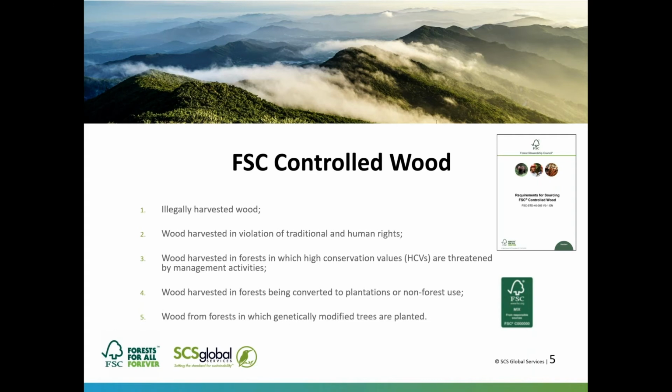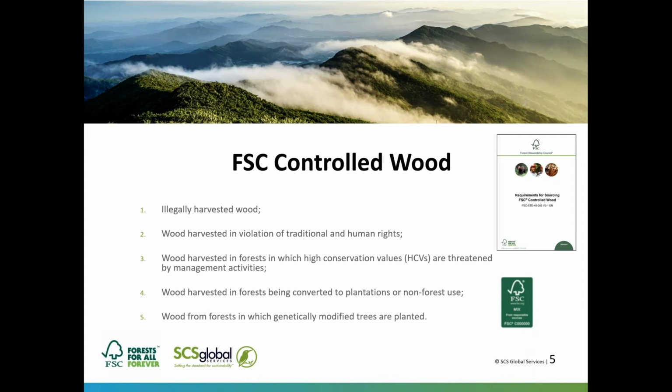If we move on to the controlled wood standard, that's the standard used by FSC chain of custody certified organizations to source virgin wood or wood fiber without an FSC claim that doesn't come from the 5 unacceptable sources, which you have here on your screen. I'll just quickly run through those. The first one is illegally harvested wood. Second is wood harvested in violation of traditional and human rights. Then wood harvested in forests where management activities threaten high conservation values. And then there's conversion wood. And then there's wood from forests in which genetically modified trees are planted.